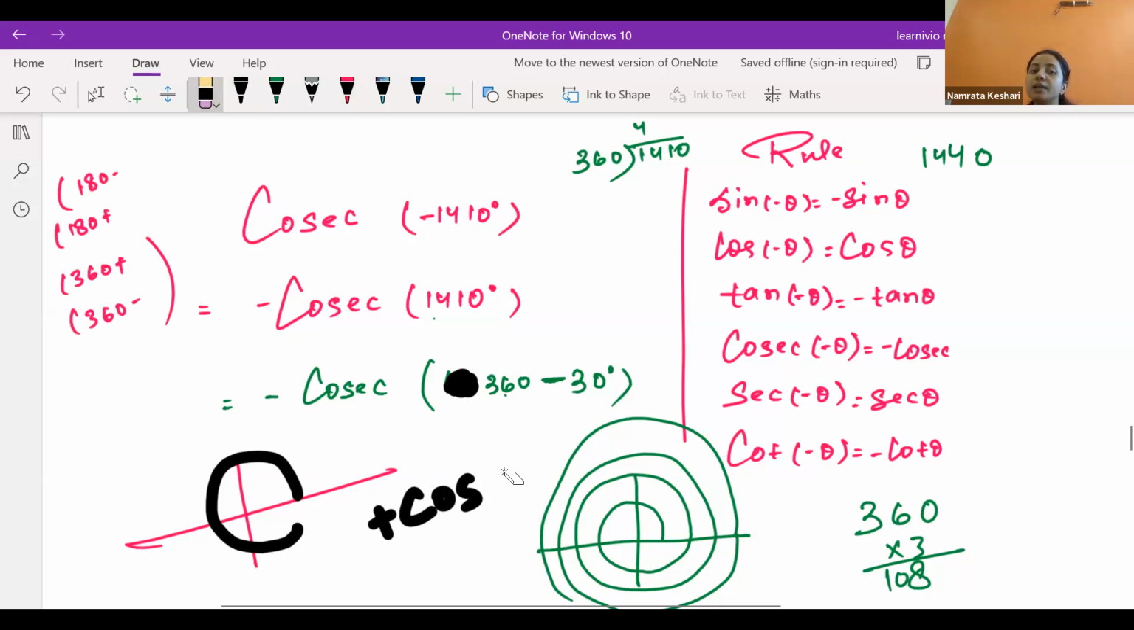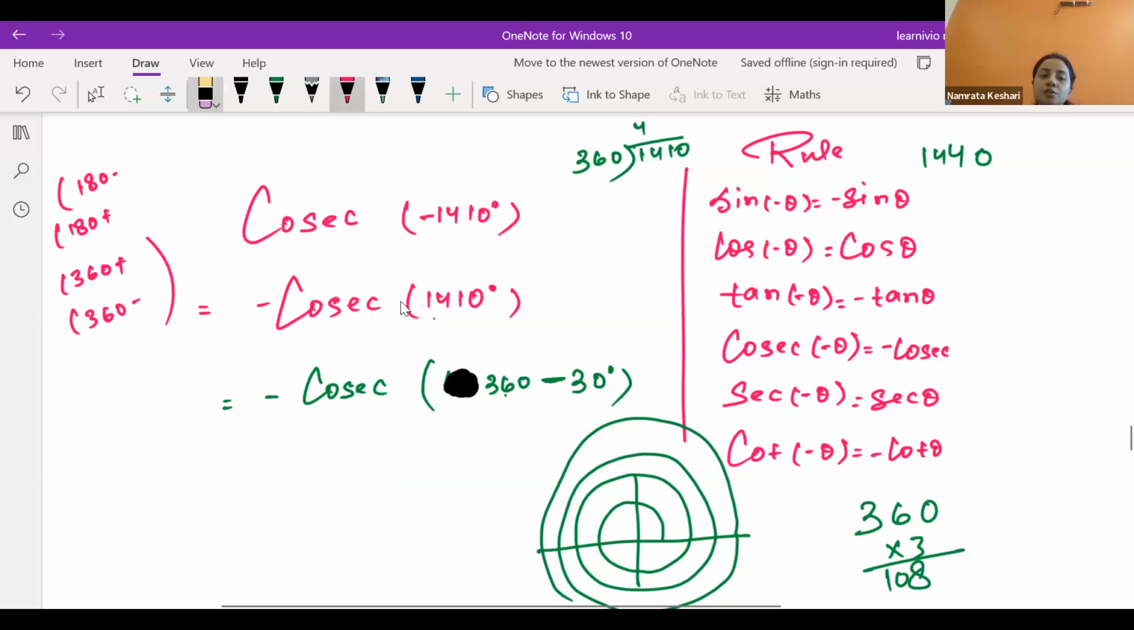We will be getting negative cosec 30 because it's in the fourth quadrant. In the fourth quadrant, cosec will generate negative output. So I am copy pasting the green one, and I am writing minus cosec 30. Are you getting it, Nabeela?